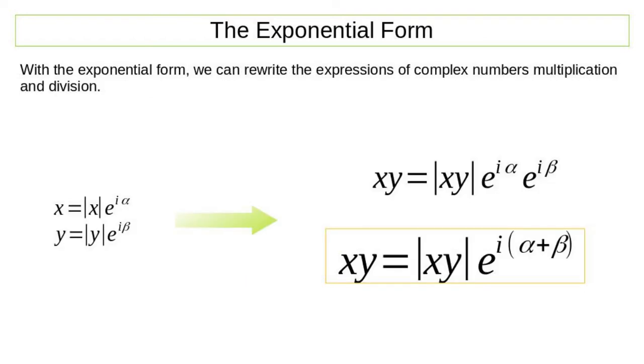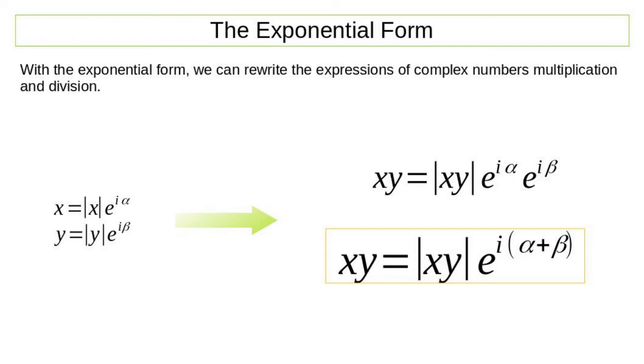Now that you know how to represent a complex number in its exponential form, we can use this form to simplify the expression of the multiplication of two complex numbers. Let's take two complex numbers in their exponential form, x equal to absolute value of x times the exponential of i alpha, and y equal to the absolute value of y times the exponential of i beta. The product xy is equal to absolute value of xy times the exponential of i alpha times the exponential of i beta.